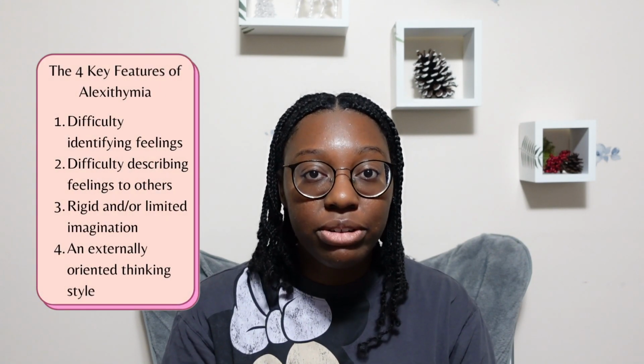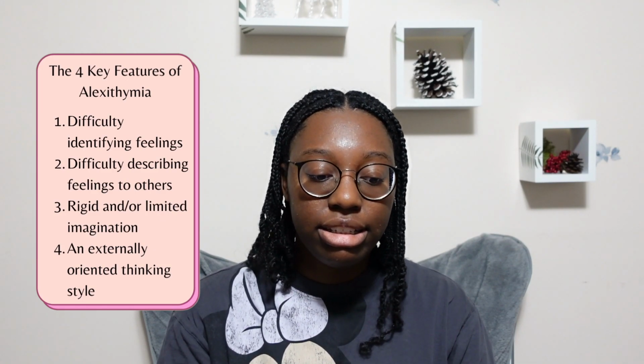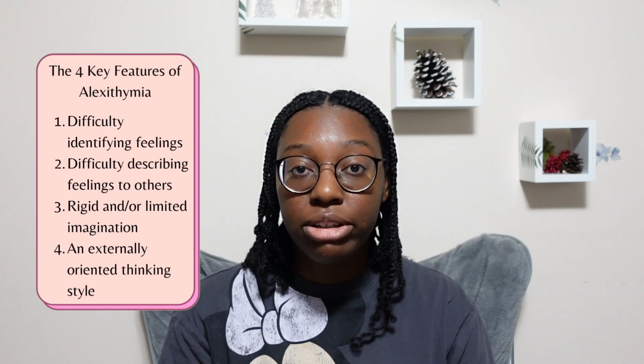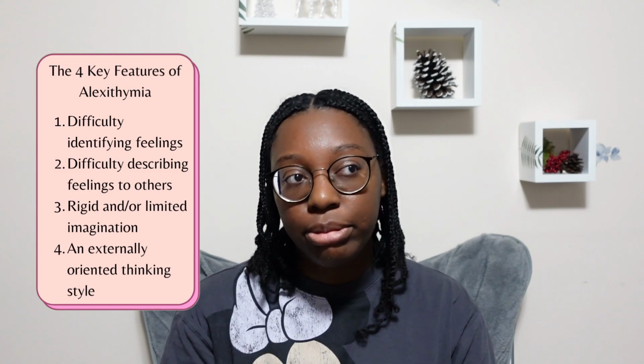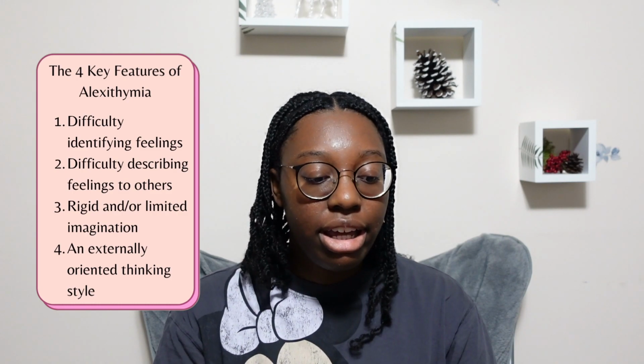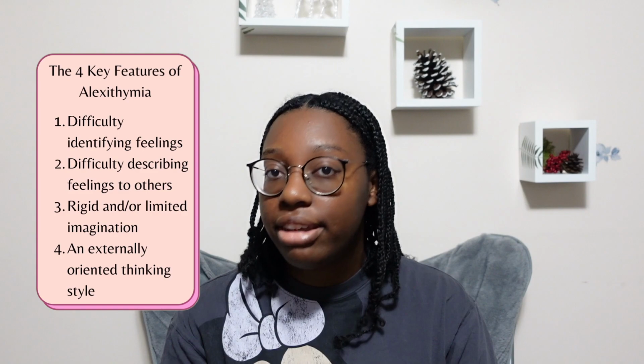And so there are 4 key features to alexithymia. The first is having difficulty identifying your feelings. The second is having difficulty describing your feelings to other people. The third is having a rigid or limited imagination. And the fourth is having an externally oriented thinking style.